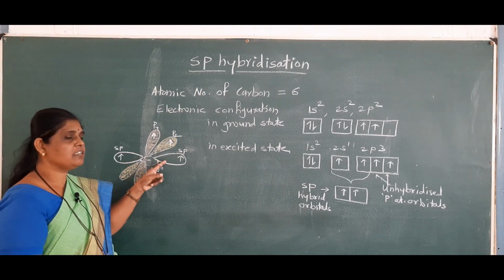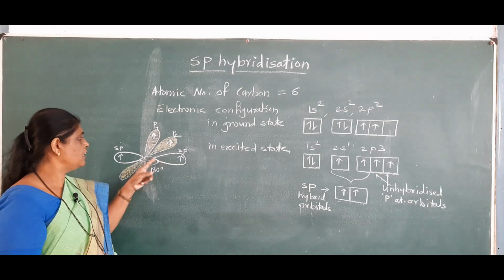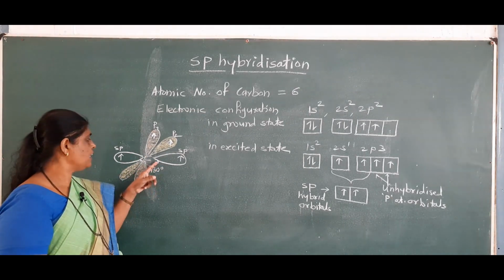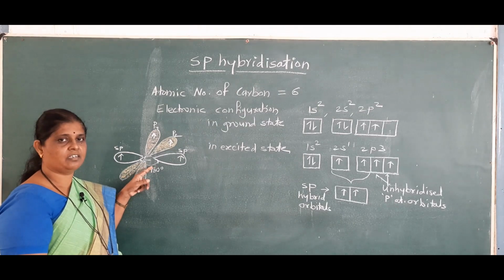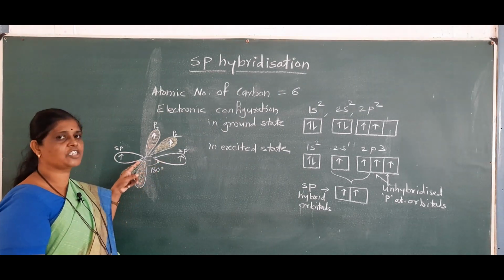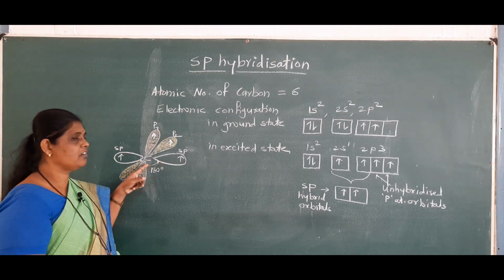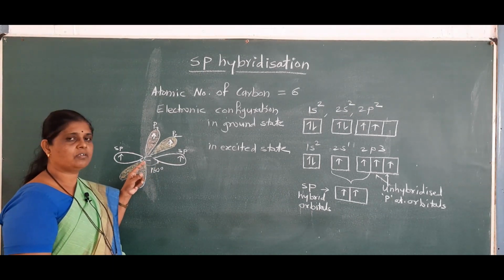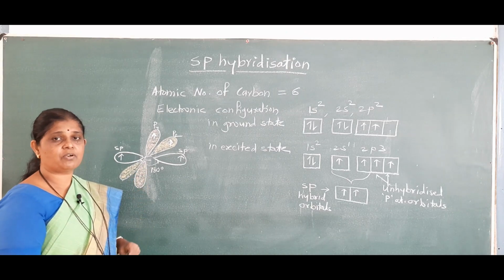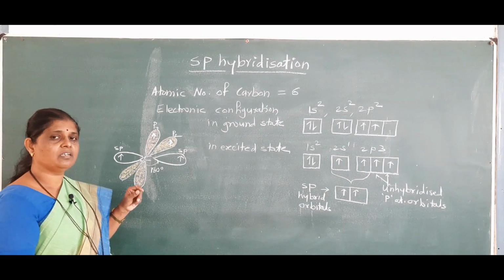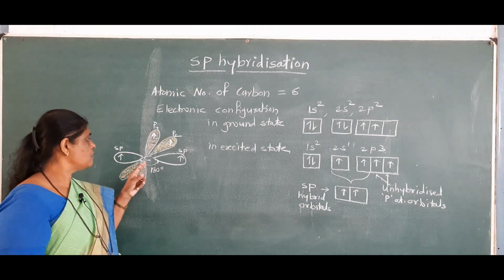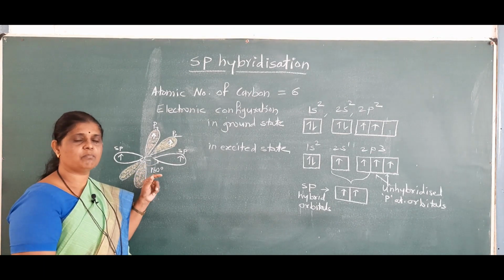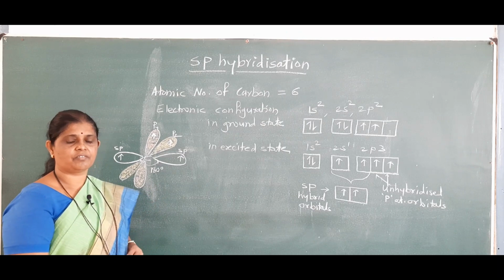And to minimize electronic repulsion, the sp hybrid orbitals orient in space having angle 180 degree. That is, there is a linear shape and the angle is 180 degree. When a compound contains carbon triple bond carbon, at that time that carbon is sp hybridized carbon. Now we will see formation of acetylene.